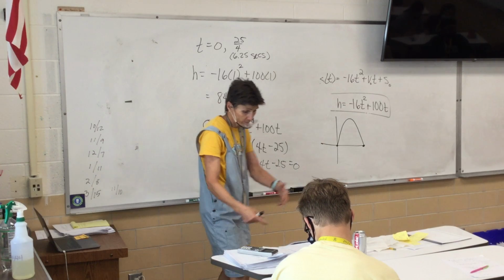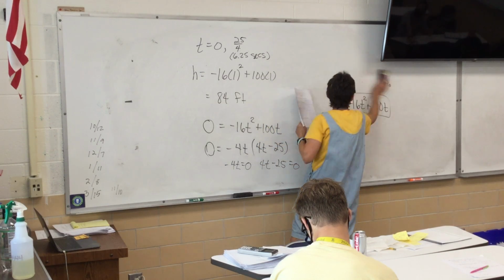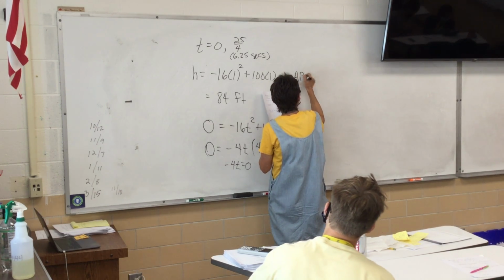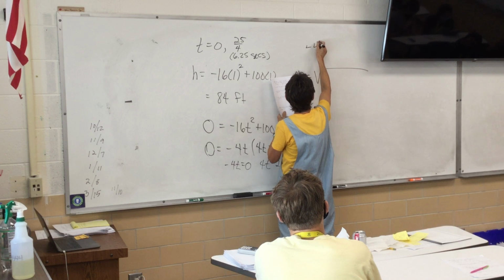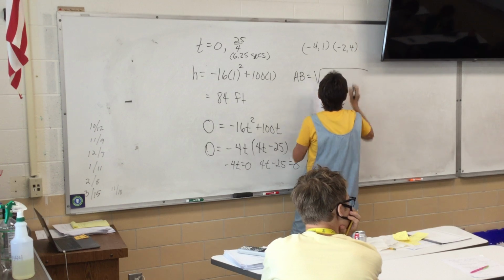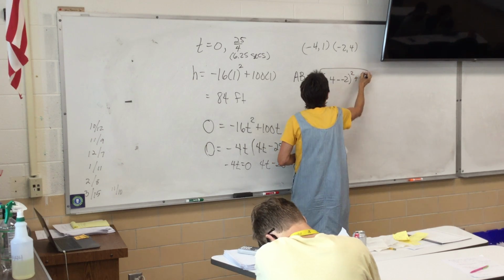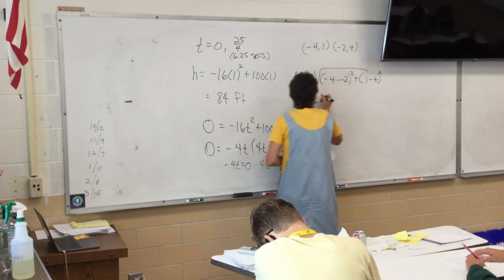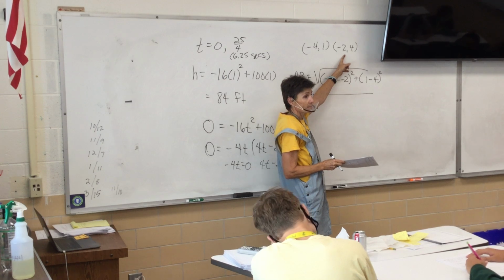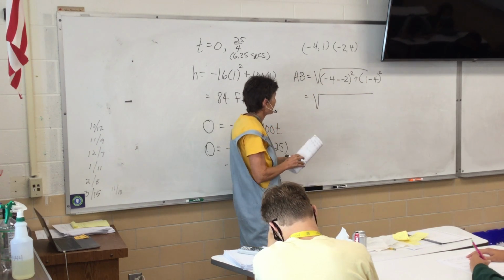All right, one more problem. Well, two-parter here. Given these 2 points, what's A asking me to find? The distance. So the distance will be negative 4 minus negative 2 and 1 minus 4. Remember the distance formula says x minus x squared and y minus y squared. Add them together and take the square root.